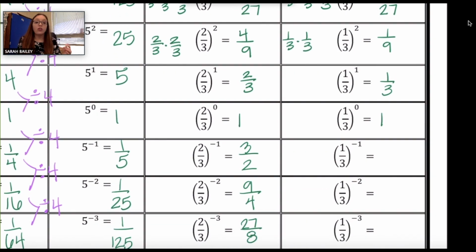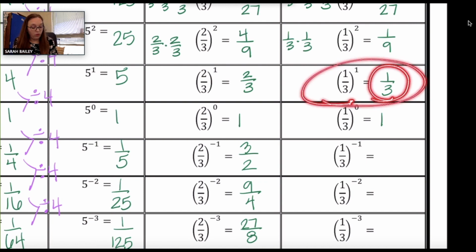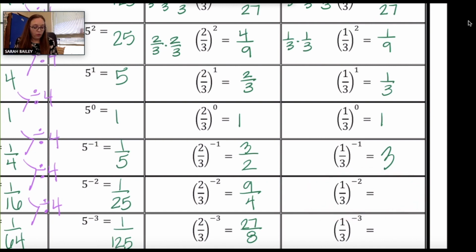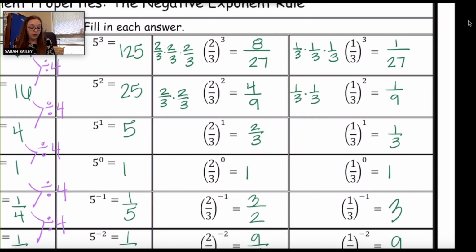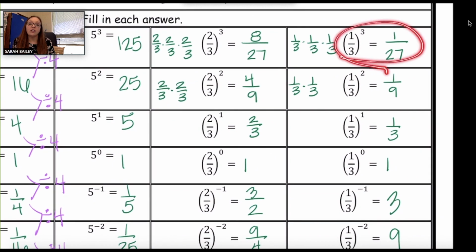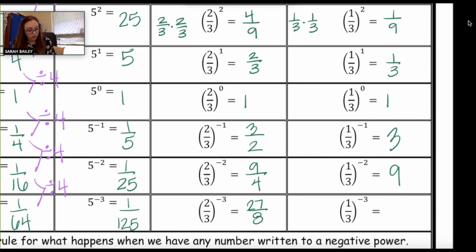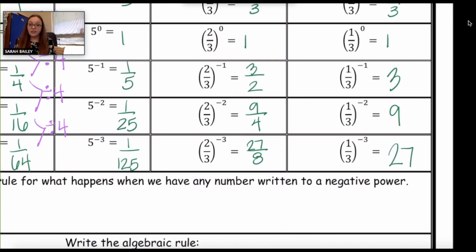So we're going to do 1/3 to the negative 1 power. That is going to be the reciprocal of 1/3 to the first power, which is 1/3. If I take the reciprocal of 1/3, that's 3/1, or just 3. If I want to do 1/3 to the negative 2 power, I look at 1/3 squared, which is 1/9. All I need to do is take the reciprocal of 1/9, which is 9/1, or just 9. Now I'm going to do 1/3 to the negative 3rd power. I need to know what 1/3 to the 3rd power, or 1/3 cubed, is. It's 1/27. If I take the reciprocal of that, that would be 27/1, or just 27.